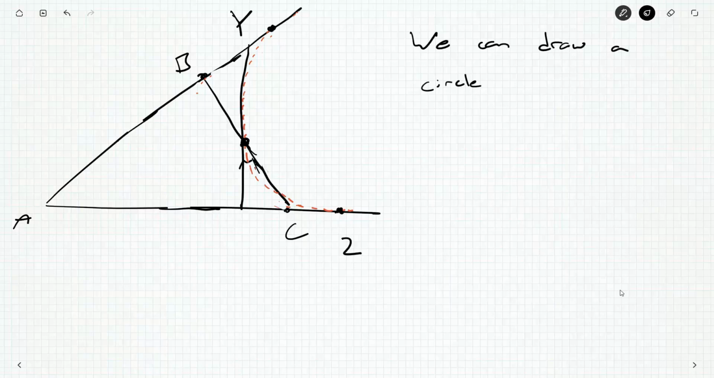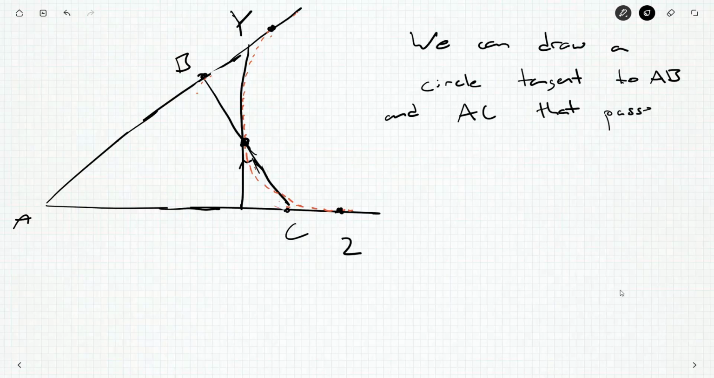We can draw a circle tangent to AB and AC that passes through M. Should I justify that? Well, it's a well-known circle of Apollonius problem.